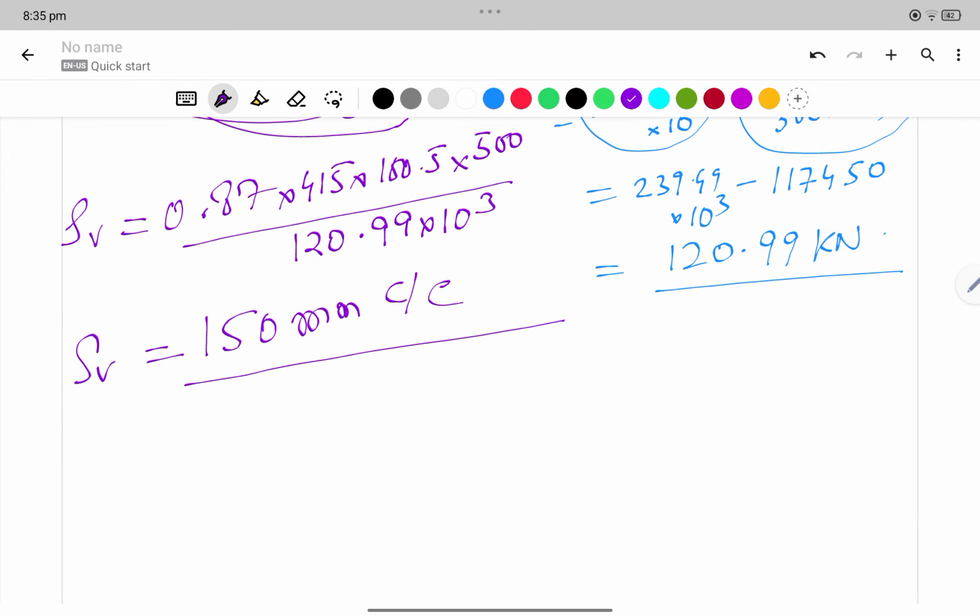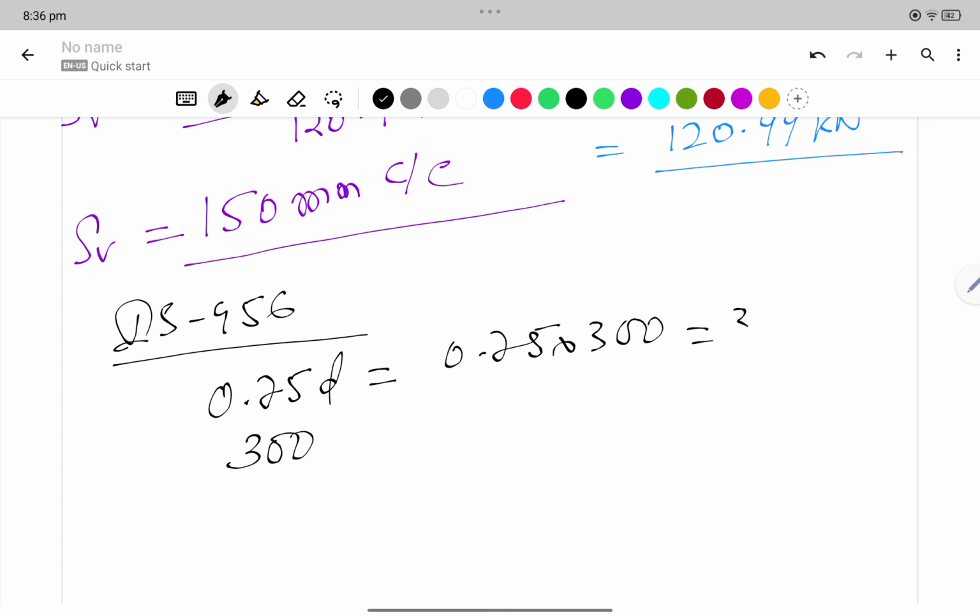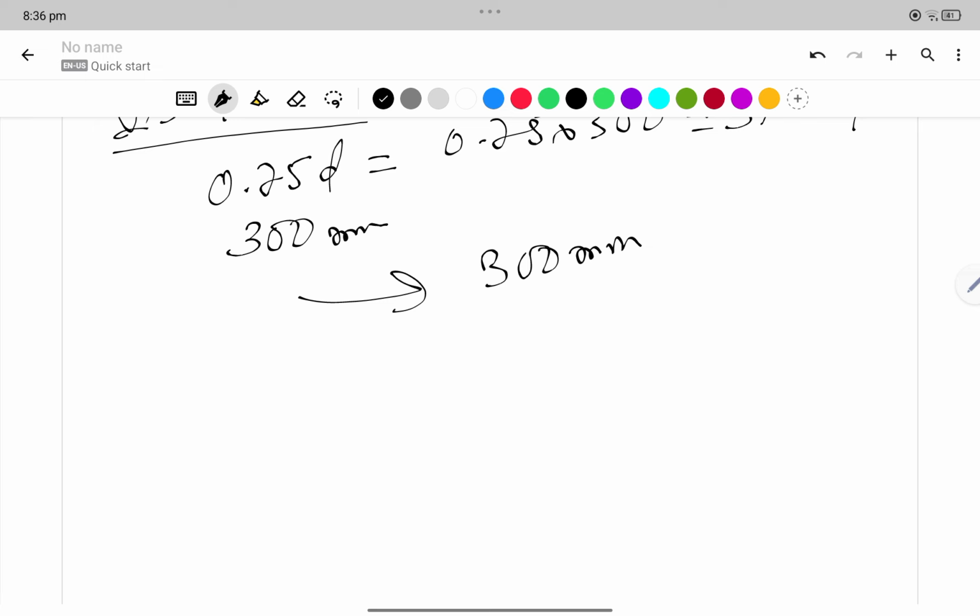Again, there is an IS provision. IS 456 tells that we have to provide 0.75d or 300 mm. If you calculate 0.75 into 300, it comes to 375 mm center to center, or 300 mm. So we will provide 300 mm. How will we provide it?